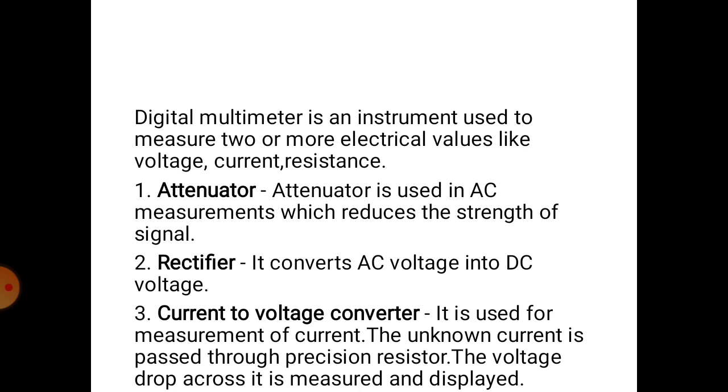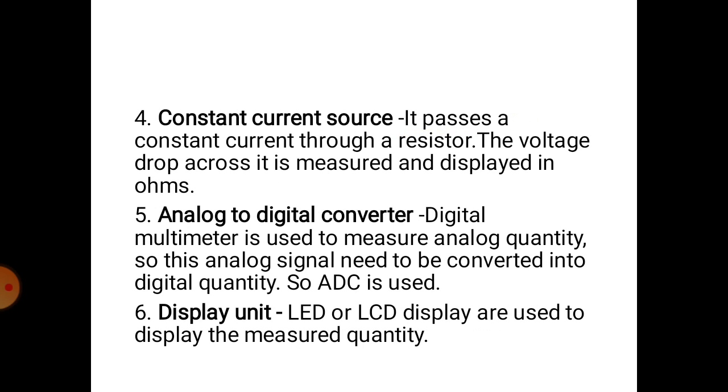Second block is rectifier. We know the function of the rectifier block is it converts AC voltage into DC voltage. And third one is current to voltage converter. It is used for the measurement of current. The unknown current is passed through precision resistor. The voltage drop across it is measured and displayed.